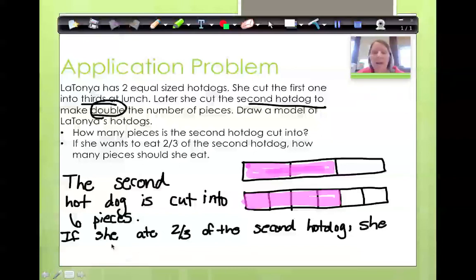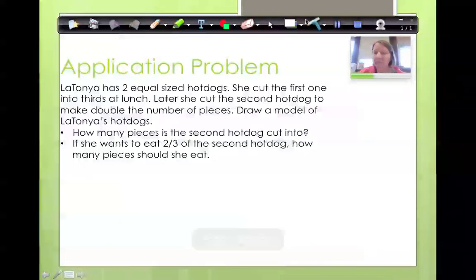She would eat 4 pieces. There, complete sentence for our statement. Okay, excellent. Let's move on.